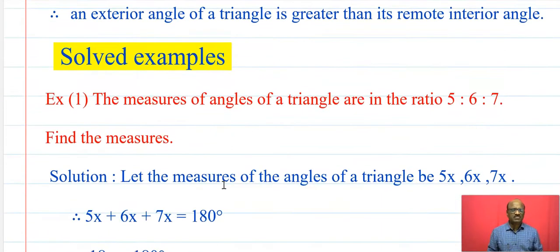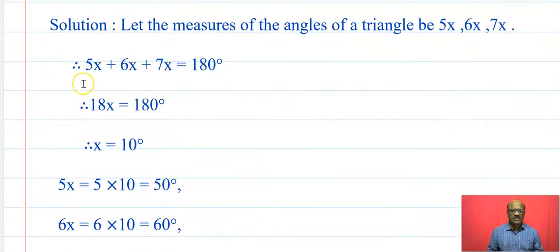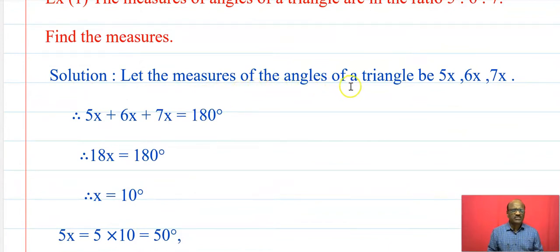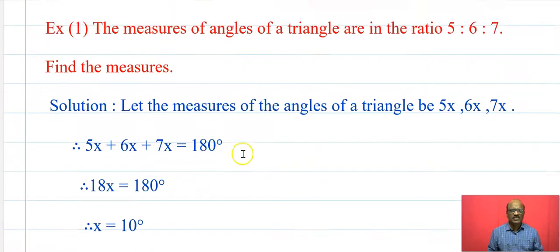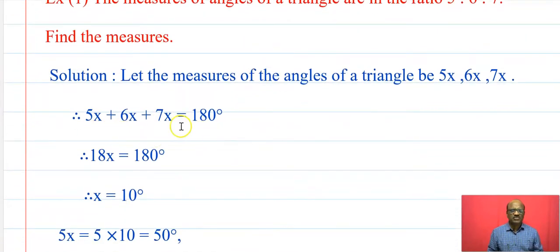Now see this solved example. It's a very simple example. The measures of angles of a triangle are in the ratio 5:6:7. Find the measures. Let the measures of the angles of a triangle be 5x, 6x and 7x. Let x be the common multiple. Then the sum of the measures of angles is equal to 180.